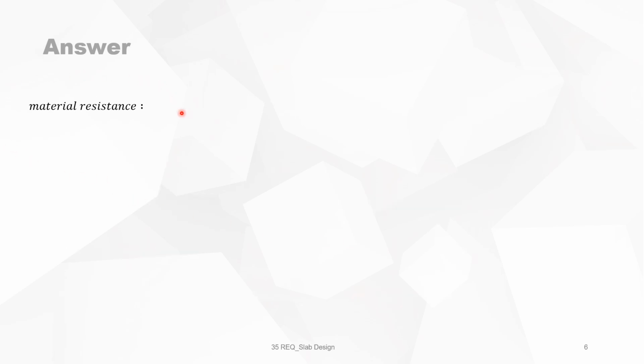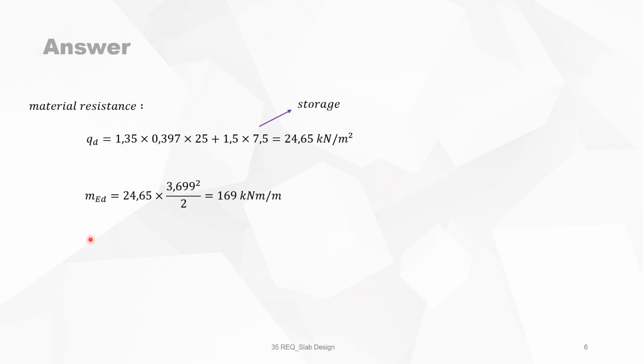Now we will look at material resistance. For material resistance, the total load on the beam is 1.35 times the permanent load plus 1.5 times the mobile load. The mobile load is 7.5 because it's a storage place. So the total load is 24.65 kilonewton per square meter. The maximum bending moment is then the total load times the span squared divided by 2. It's 169 kilonewton meter per meter.